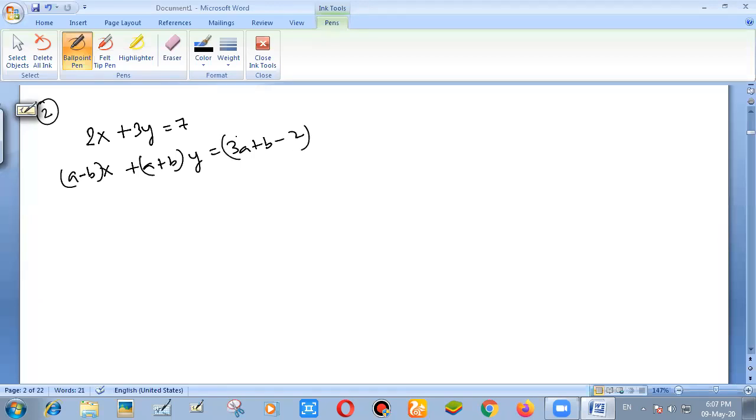Now two equations are given, and the condition is that this pair of linear equations has an infinite number of solutions. That means already in the question it is given that these two equations have infinite number of solutions. So what will be the condition for infinite number of solutions?